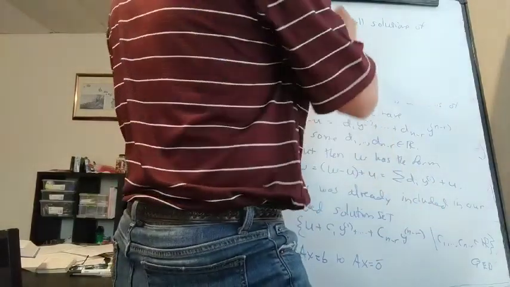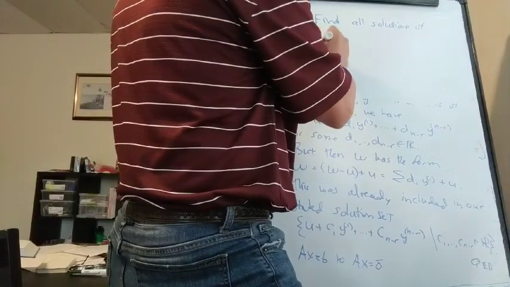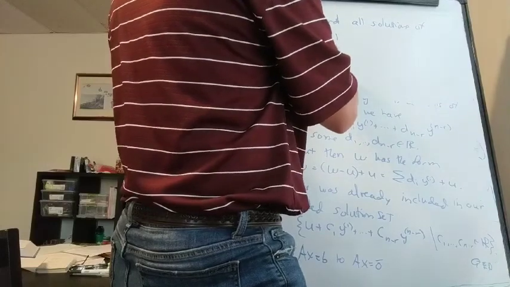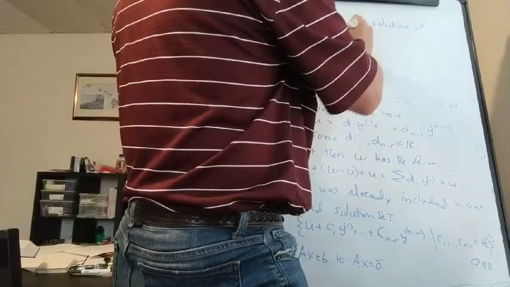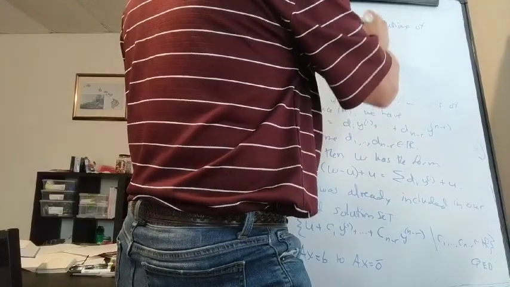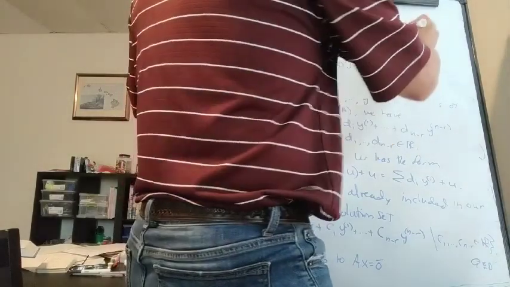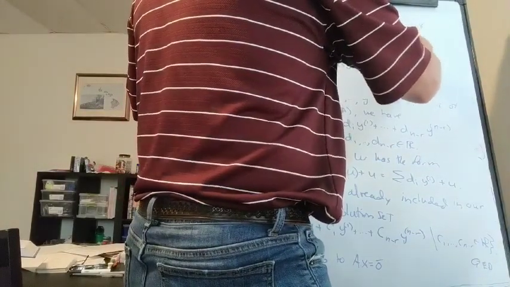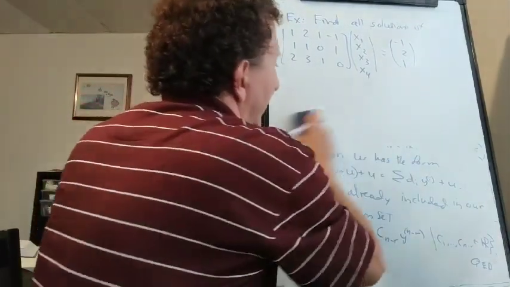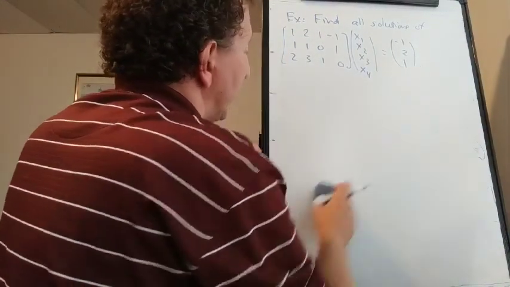the matrix 1, 2, 1, negative 1; 1, 1, 0, 1; 2, 3, 1, 0, times x1, x2, x3, x4 equals negative 1, 2, 1. So we'll just use the same exact procedure we used before. We'll use row operations.